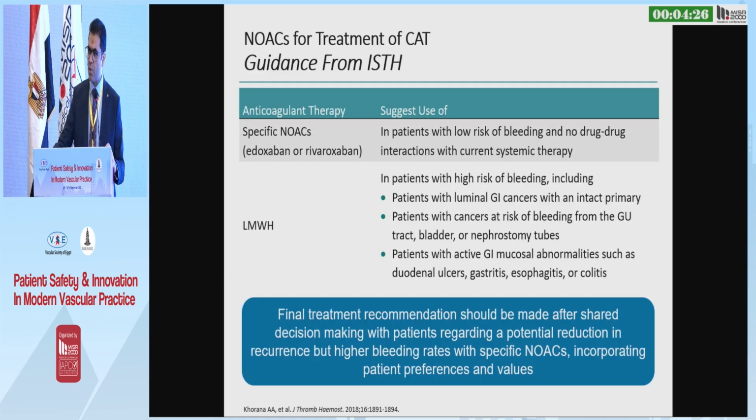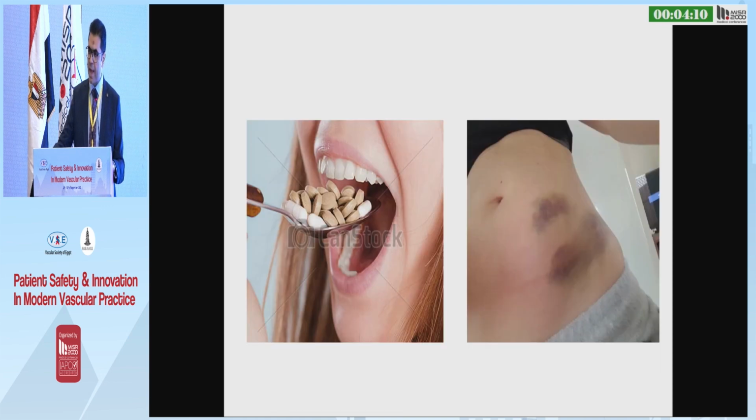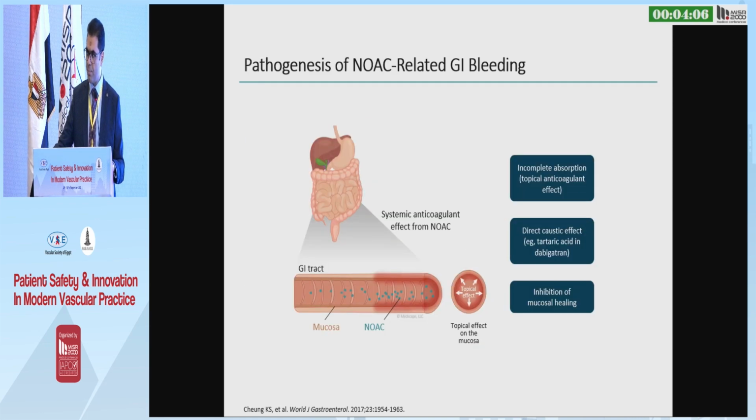The International Society on Thrombosis and Haemostasis named the use of rivaroxaban and edoxaban in the treatment of cancer-associated thrombosis. But there is an exclusion of their use in GI cancer and genitourinary cancer, because the drug has a local effect on the GI mucosa, which may cause GI bleeding. So it is preferred in these cases to use low molecular weight heparin.